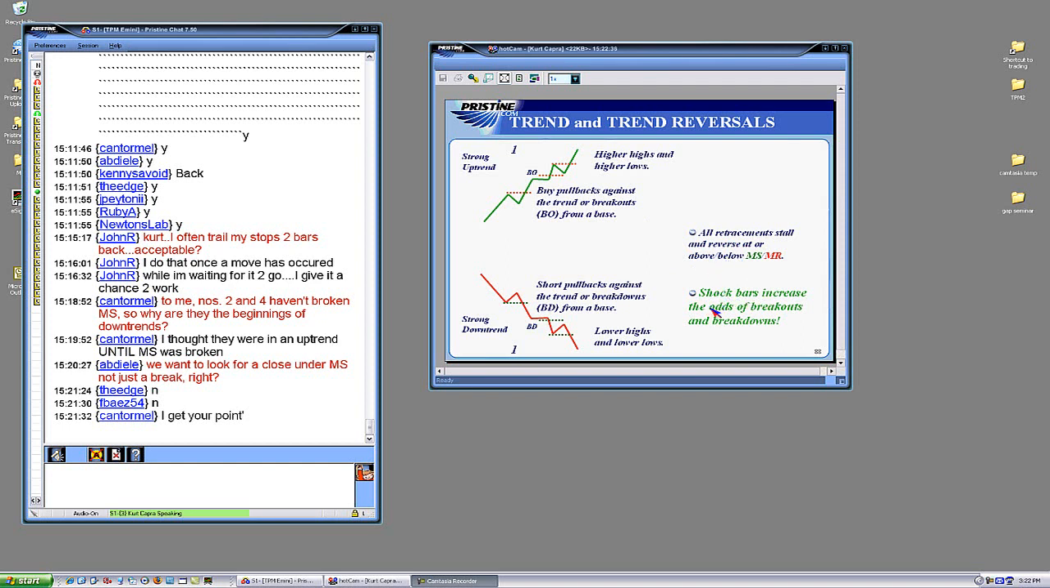Now, shock bars also increase the odds of breakouts and breakdowns. So, in a downtrend, what would help to increase the odds of a breakdown following through? A failed attempt to move higher, right? So a breakout in a downtrend will help to increase the odds of a breakdown, and not only increase the odds of it, but also increase the reliability and the follow-through to it. Because that shock, that failed breakout, catches traders on the wrong side.